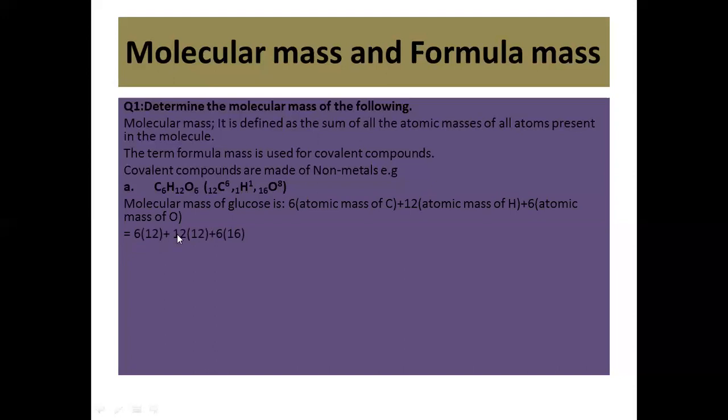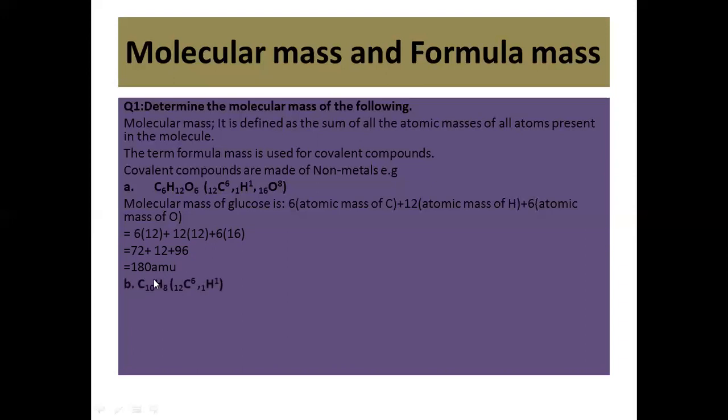12 atoms of hydrogen are there and the atomic mass of hydrogen is 1. 6 atoms of oxygen are there and the atomic mass of oxygen is 16. By multiplying: 12 ones are 12, this is 1 not 12, 12 ones are 12, and 16 times 6 is 96. By adding all these values you will get the molecular mass of glucose, which is 180 AMU. AMU, I told you before, is a unit called atomic mass unit.